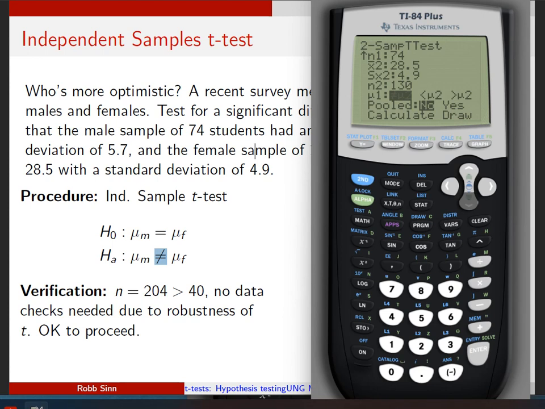Okay, now pooled equals yes or no. We're always going to use the pooled equals no. It's a more modern version that's harder to do by hand. So the yes is left in there in case people are taking a stats class where they have to do this by hand. But we're going to use no. And we're going to draw and look at the shading.